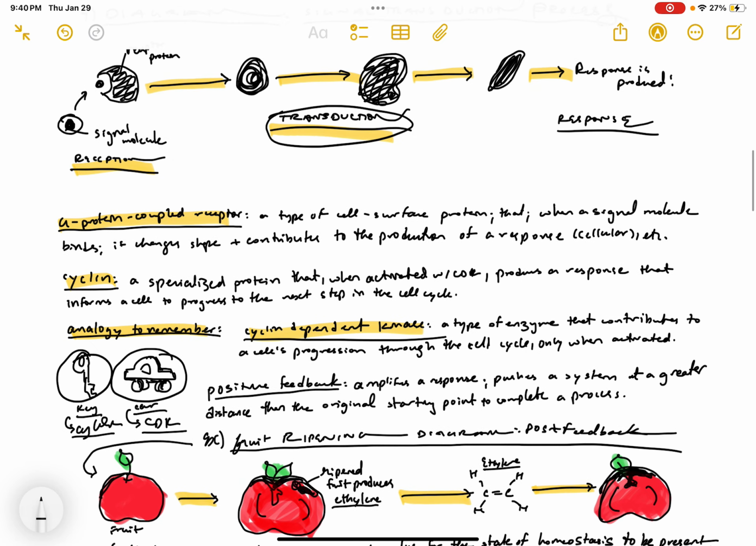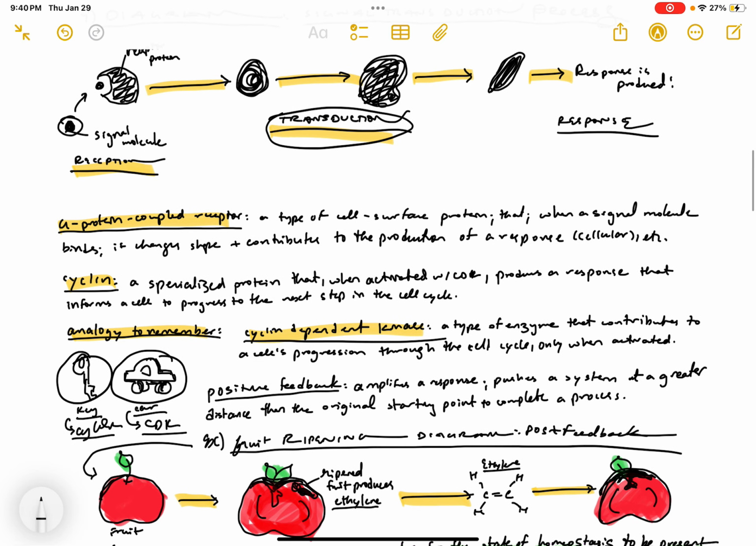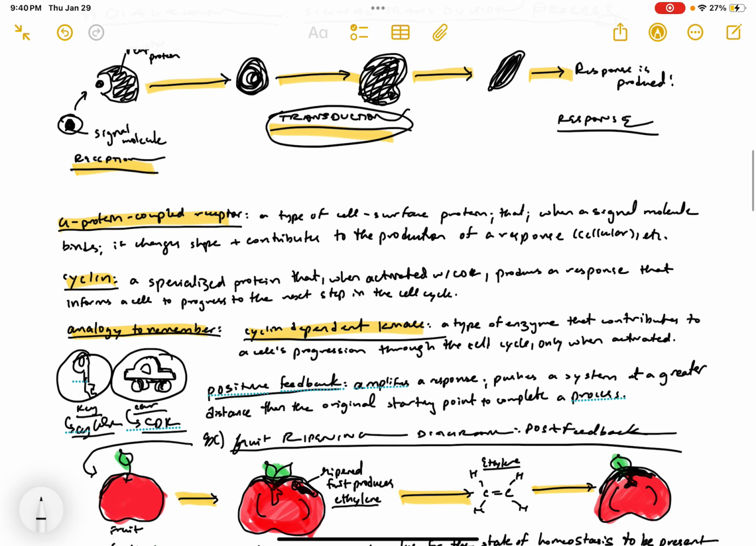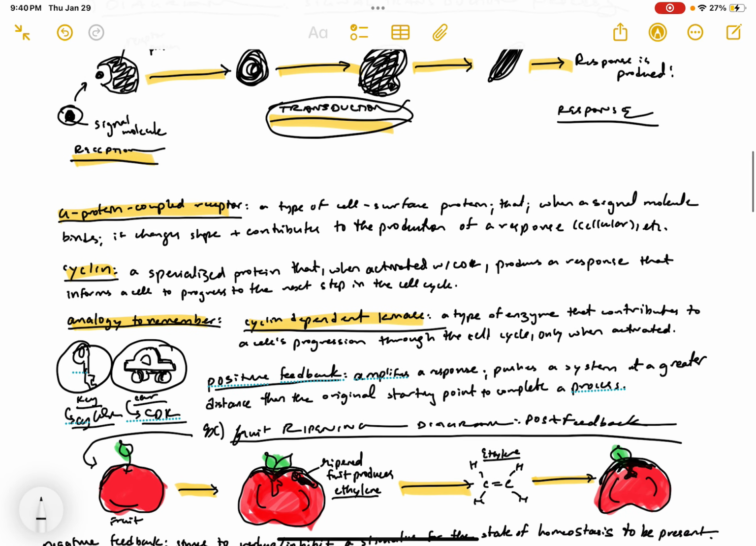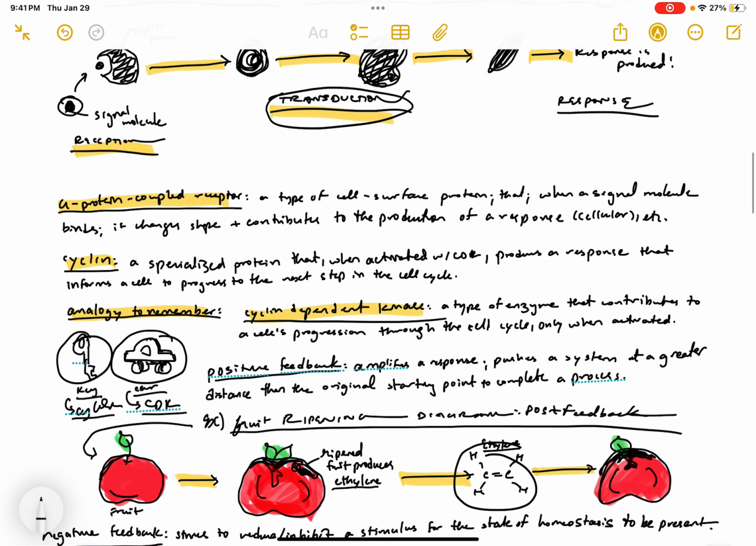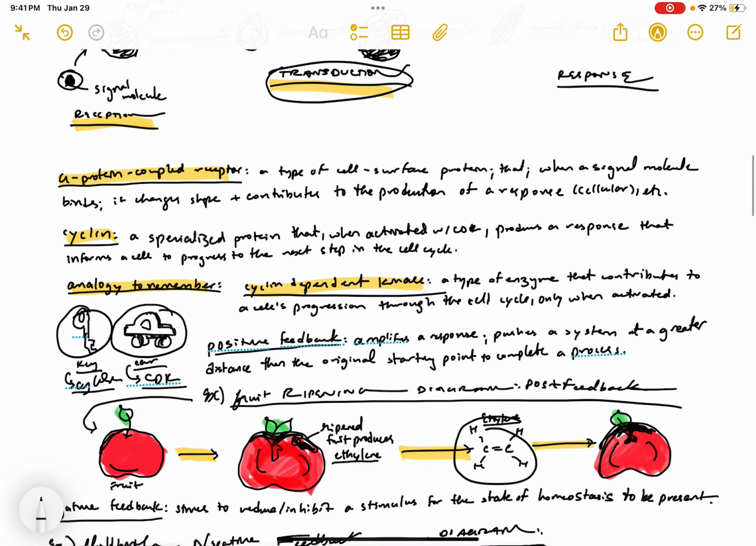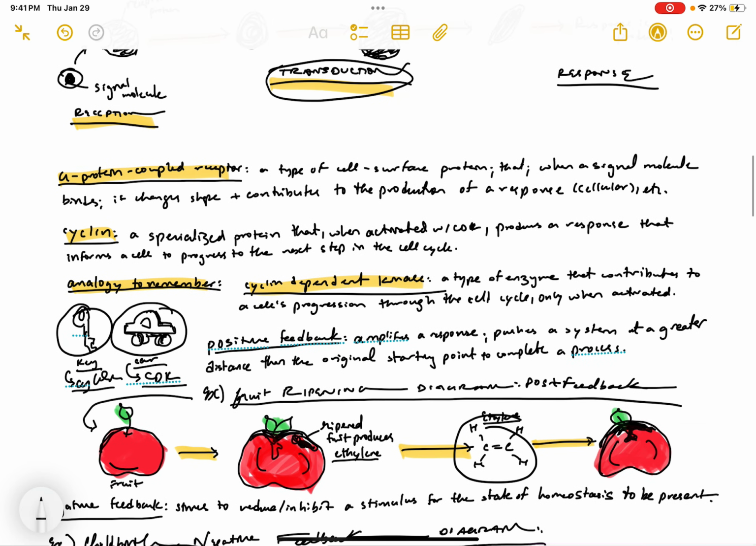We have this example of fruit ripening here. This diagram shows an example of positive feedback. So what does it do? Well, we have a fruit here, an apple. When this apple starts ripening, it produces ethylene. This is the chemical composition of ethylene. It makes other surrounding fruits like apples ripen as well, to complete this process of fruit ripening.